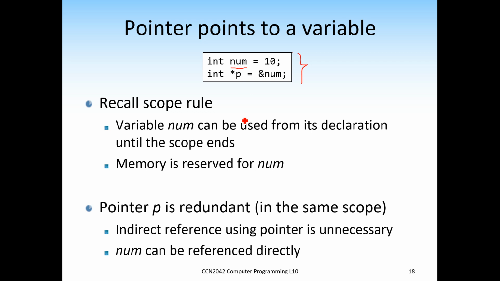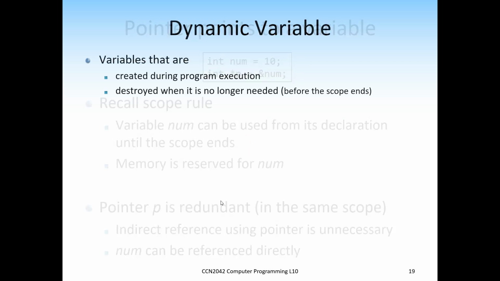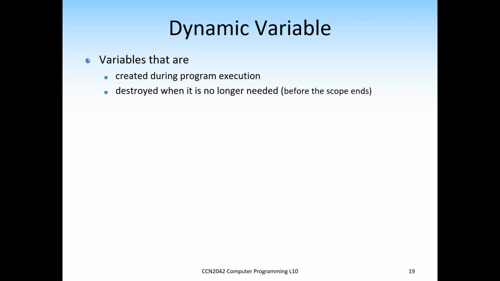So in the same scope, there is nothing much to gain from making use of the pointer. So now we get into the last part, that is the dynamic variable.